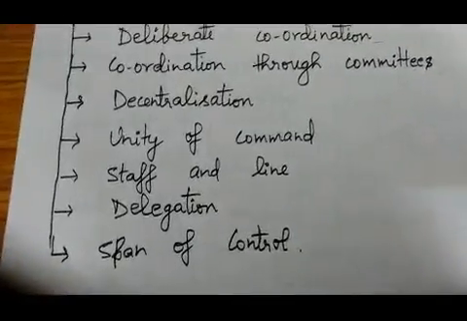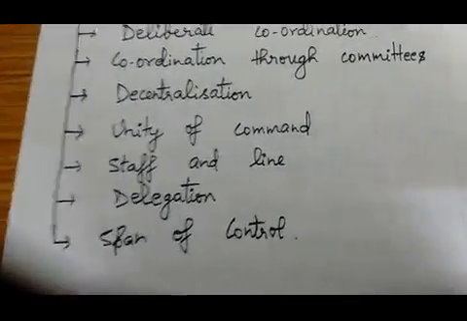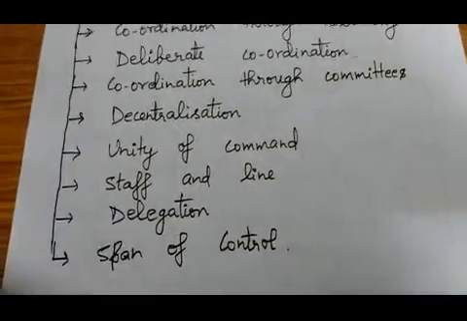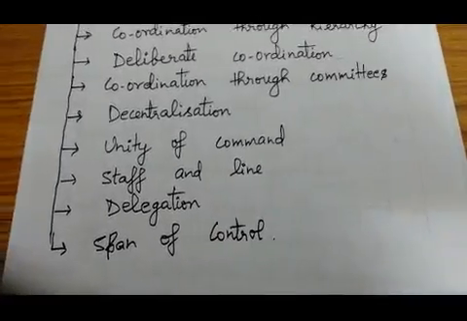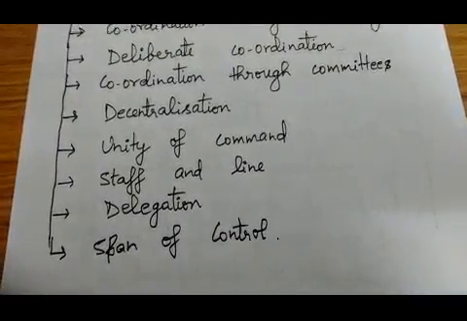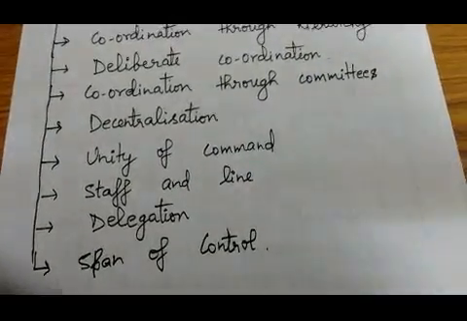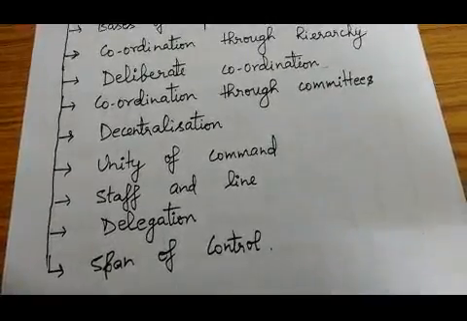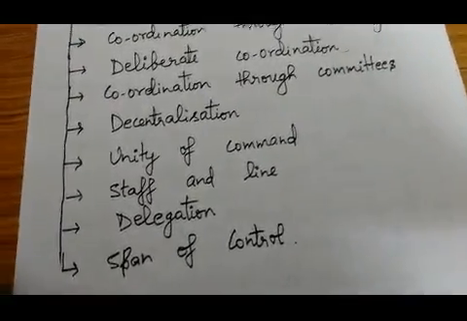Then staff and line. This is a staff and line concept we will see in detail later, and this concept actually comes from the military. Military has staff and line things. And what does staff mean? You can say they are officers, and line means those who work under those officers.